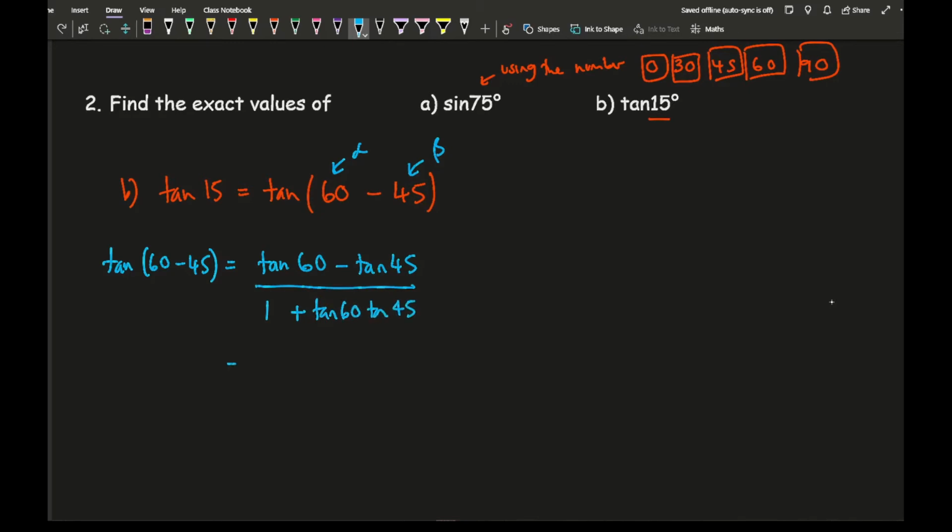Now from this, all I've got to then do is substitute the exact values of tan 60 and tan 45 as per in the table, in which I get root 3 minus 1 over 1 plus root 3. And then again, if I then rationalize the denominator, that then gives me 2 minus root 3. And again, this here is just being rationalized. And there is my final answer.